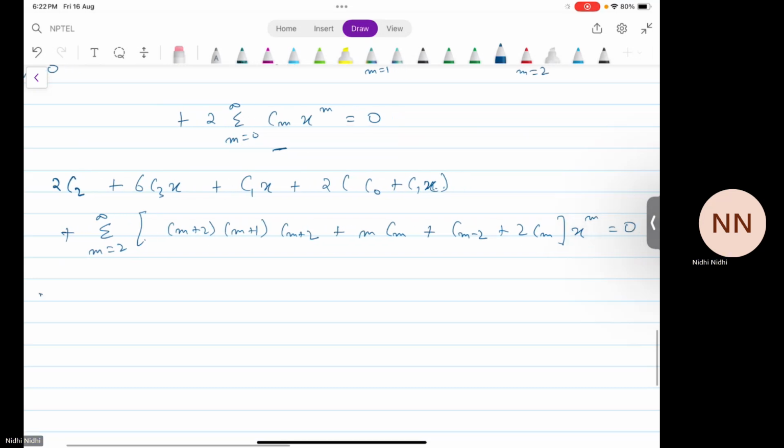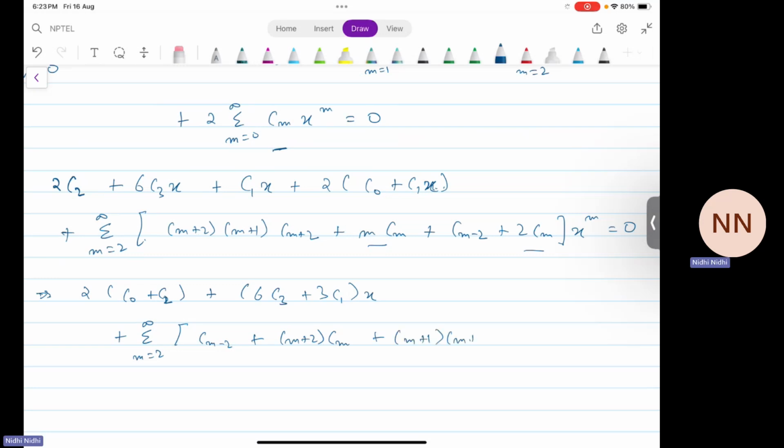This gives us (2c0 plus c2) plus (6c3 plus 3c1) times x, plus the summation from m equals 2 to infinity of [c_(m-2) plus (m plus 2)c_m, just clubbing these two terms together, plus (m plus 1)(m plus 2)c_(m+2)] times x to the power m, equals 0.